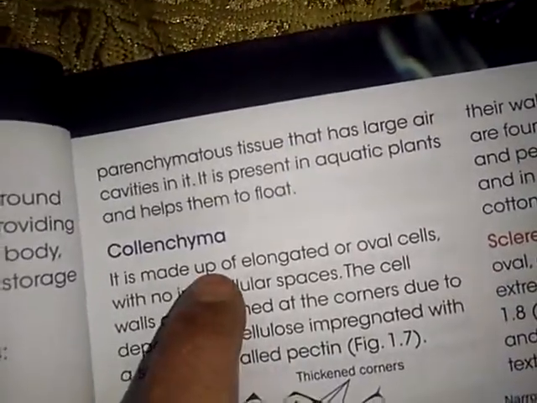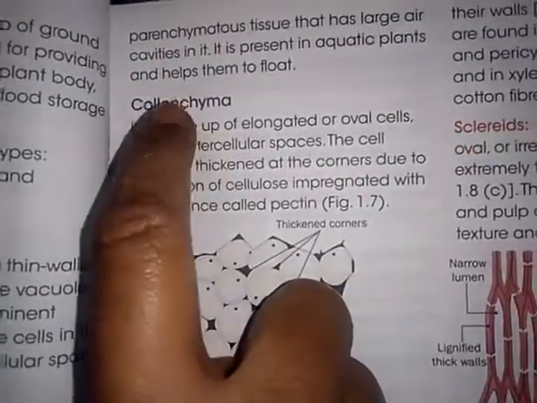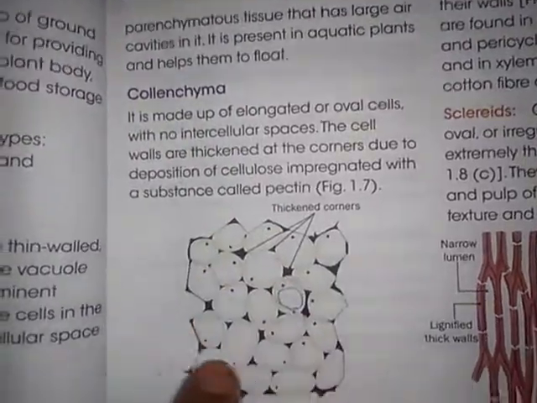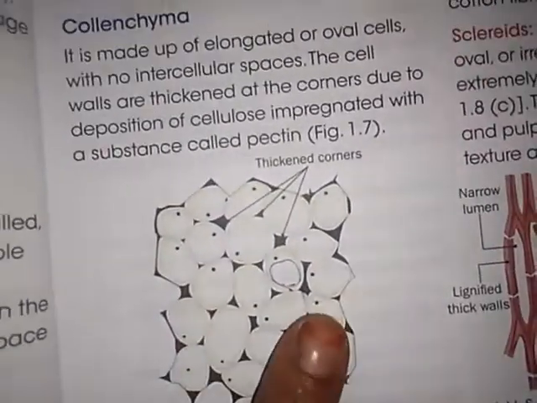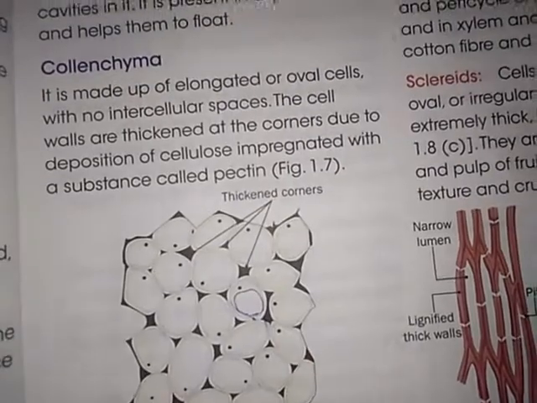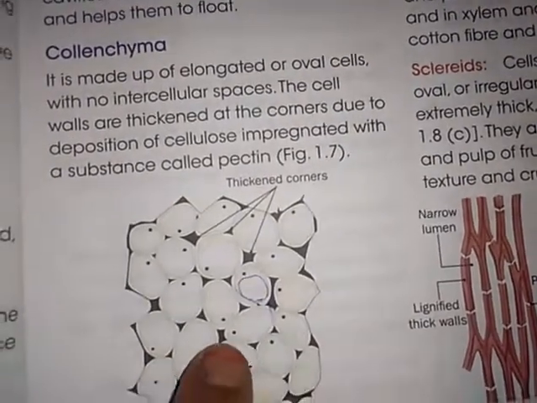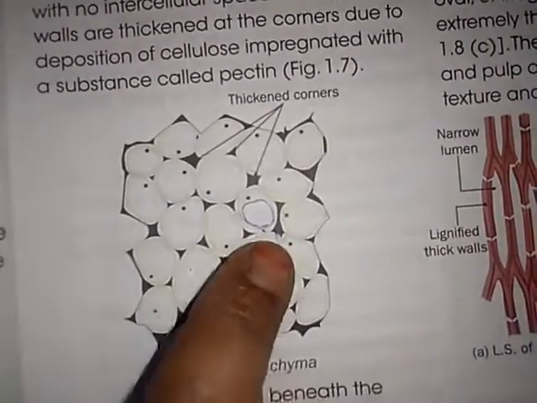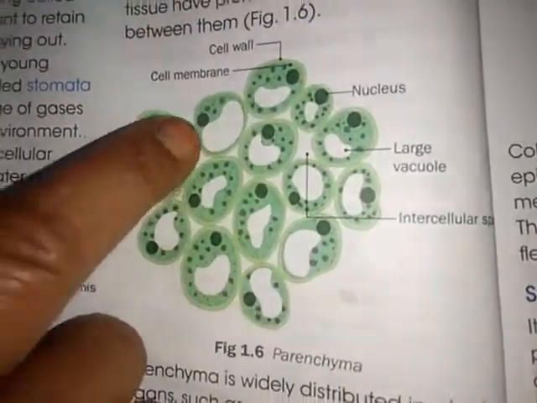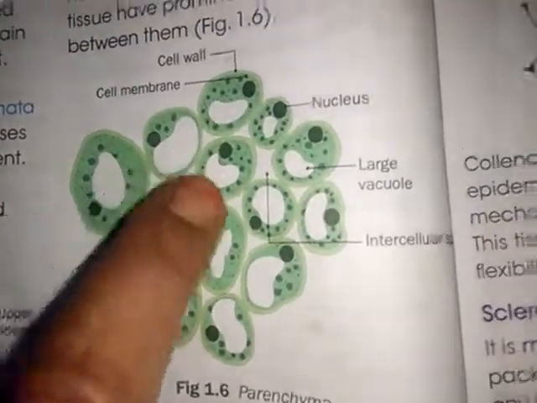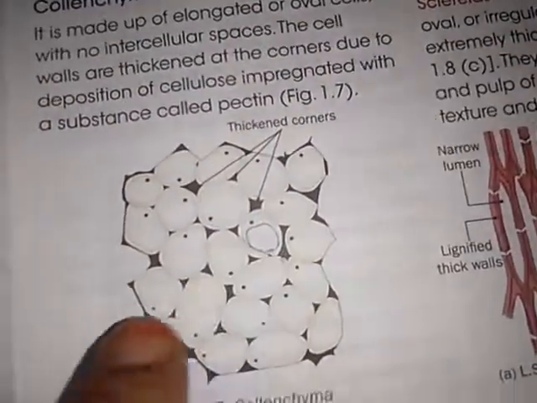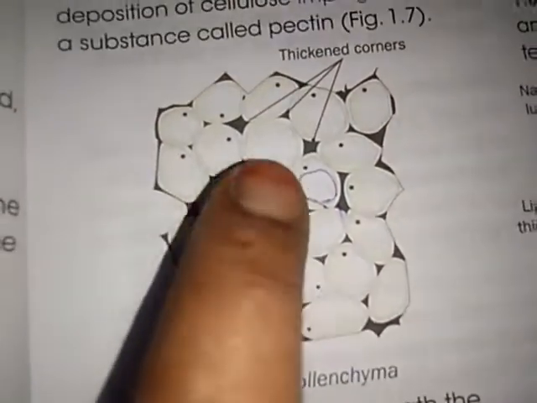See, Collenchyma, this type of tissue is made up of oval shaped cells, like an egg-like structure. In this type of tissue, between two cells, there is no gap, there is no space. But in parenchyma tissue, between two cells, some spaces are there. But in collenchyma tissue, between two cells, there is no space.